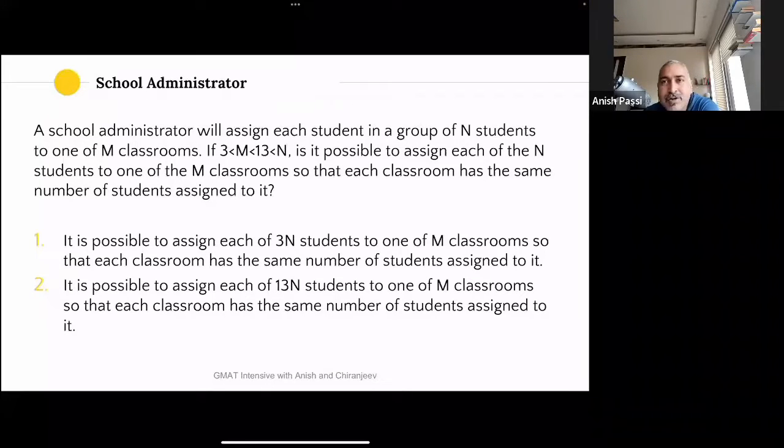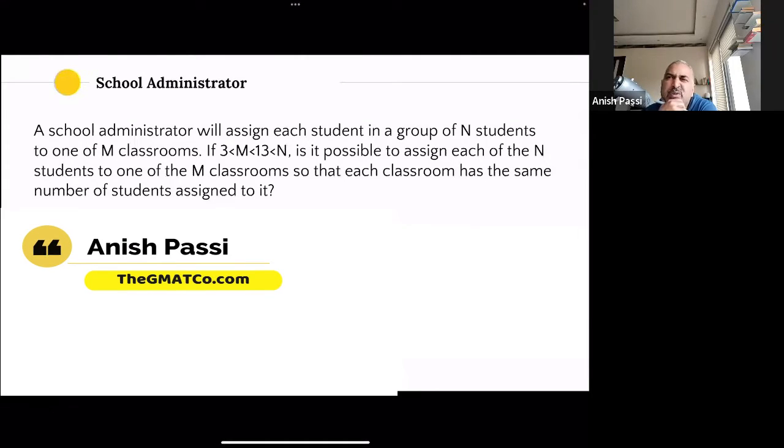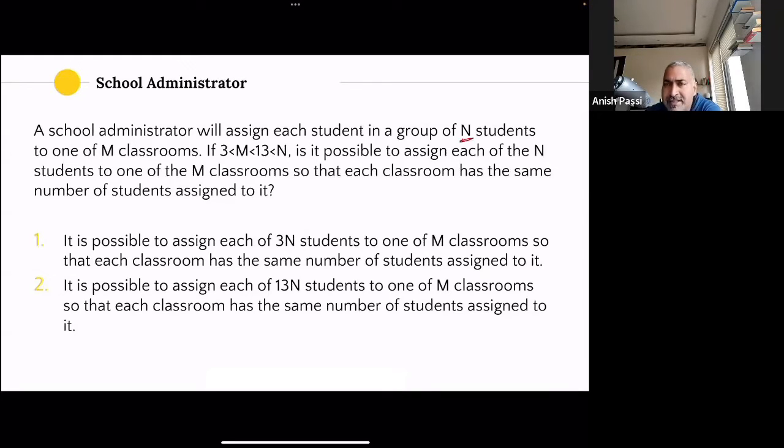All right. A school administrator will assign each student in a group of n students to one of m classrooms. What's going on here? One thing I can recommend, or what I do anyway, is that whenever I come across variables in the question, first I'm thinking not about the variable, but just what they're talking about here. So: assign each student in a group of certain students to one of certain classrooms. That's what I have here.